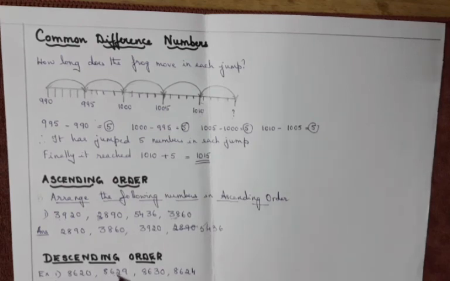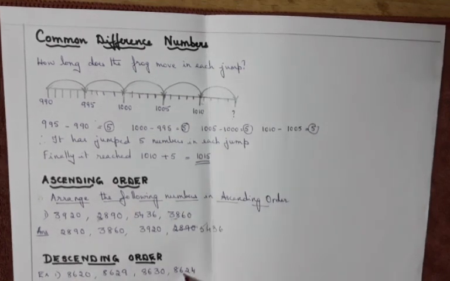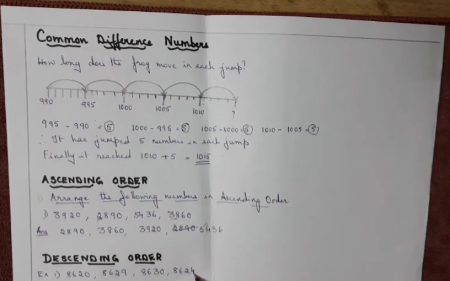8620, 8629, 8630, 8634. But here, if you see, all the numbers are 8 only, isn't it? Even when you see the second in hundreds place, all the numbers are 6. Now next what you have to do, you have to see in tens place. Here 2, here 2, here 3, here 2. Isn't it? Now here it is 20, 29, 30, 34. So which is bigger in this?